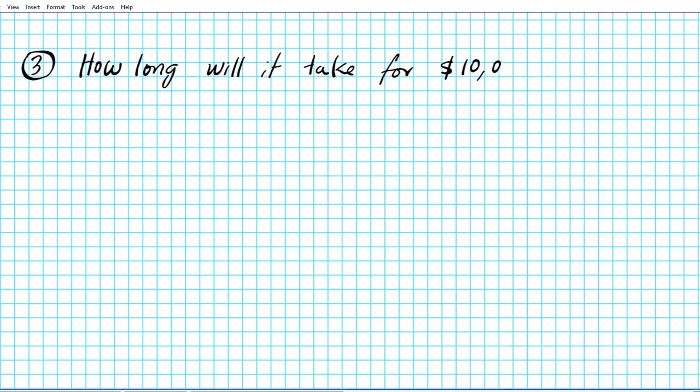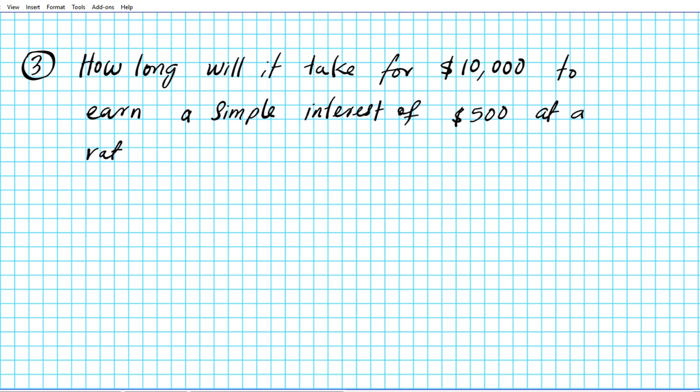Alright, let's take a look at problem 3. Now, what if we're to determine a time period? Okay? So the question is, how long will it take for an amount of 10,000 to earn a simple interest of $500 at a rate of 5%? Okay?